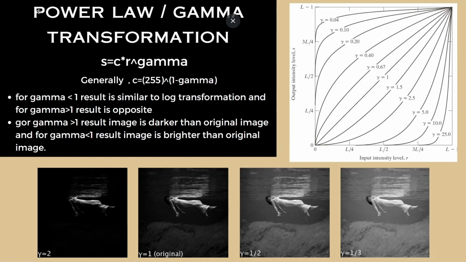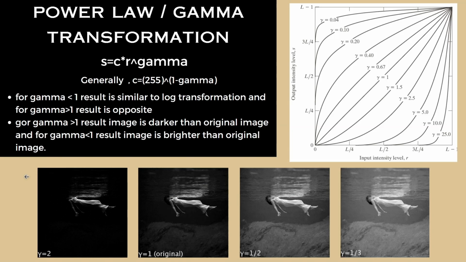The third one is power law or gamma transformation. Gamma transformation can be represented by this formula, and here is its graph. From the graph you can see that for gamma less than 1, the result is almost similar to log transformation. And for gamma greater than 1, the result is exactly opposite. For gamma less than 1, the result image becomes brighter. And for gamma greater than 1, the result image becomes darker.